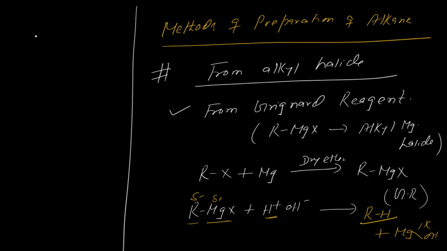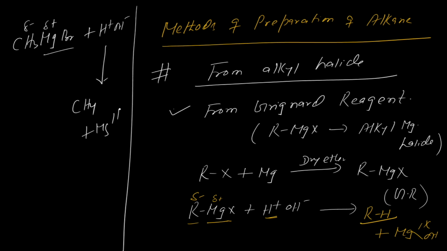Now I would like to give you some examples. If you take ethyl magnesium bromide or methyl magnesium bromide and react with water, H plus and OH minus, again here the negative, here the positive, and the positive will get attached to the negative, negative will get attached to the positive. So it will be CH4 over here plus MgBrOH as a byproduct. Similarly, we can make some other ones.